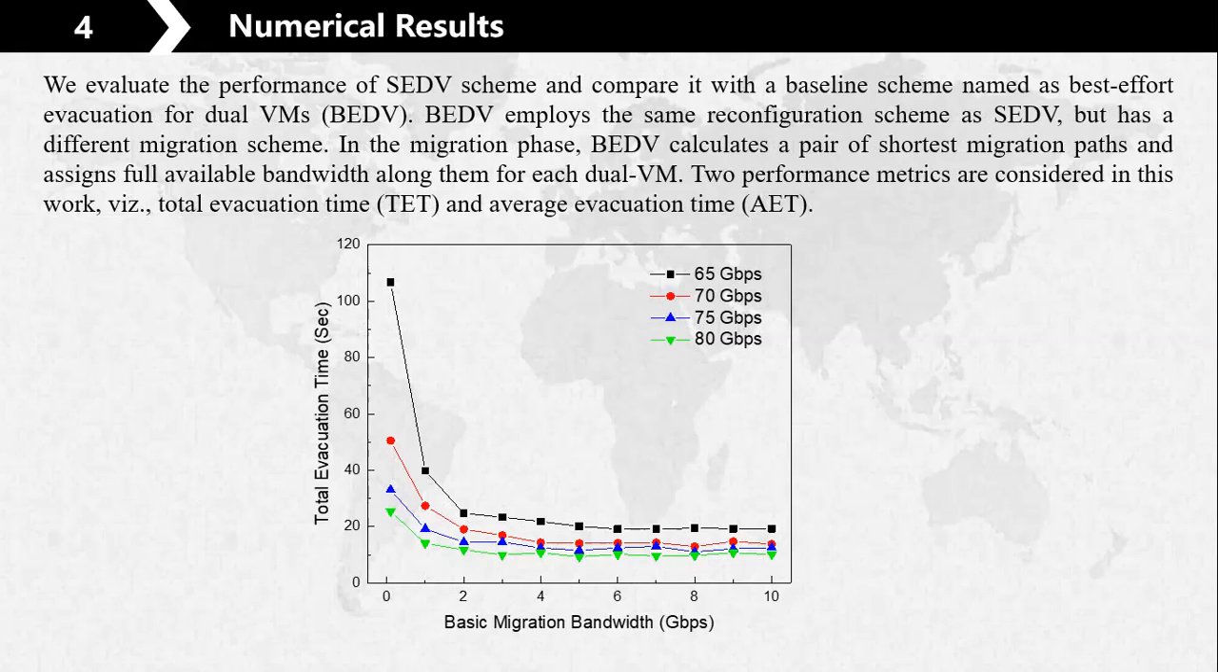For the migration phase, BEDV calculates a pair of shortest paths and assigns full available bandwidth along them. So here you can see the total evacuation time, TET, versus basic migration bandwidth. For different substrate link capacities, all the TETs rapidly decrease when the basic migration bandwidth increases from the range of 0 to 4 Gbps, but it becomes saturated after 5 Gbps. So we set basic migration bandwidth at 5 Gbps for the rest of the simulation.